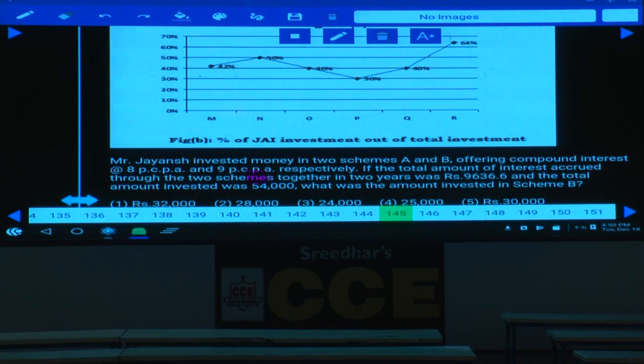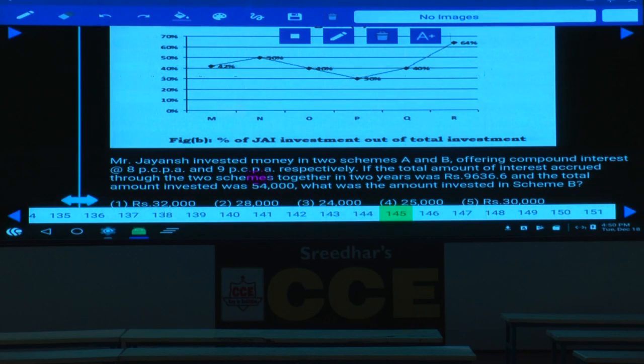Mr. Jayansh invested money in 2 schemes A and B offering compound interest at 8% per annum, 9% per annum respectively. If the total amount of interest occurred through the 2 schemes together in 2 years was 9,636.6 and the total amount of investment was 54,000. What was the amount invested in scheme B? So which concept is suitable for this? Reverse method or allegation? Okay, right.